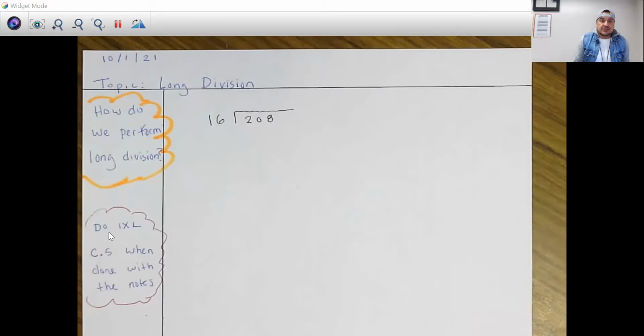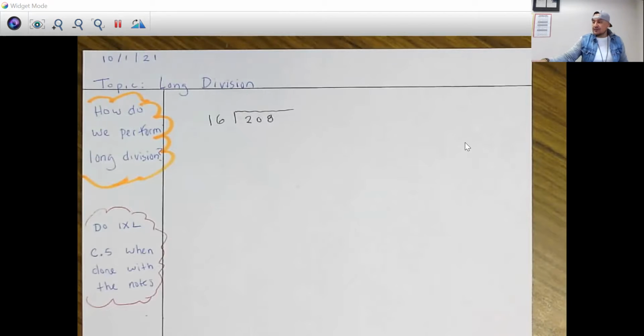After we're done with this, you're gonna do IXL C5, okay? And it should be very similar to this, where you're taking a 3-digit number and we're going to divide it by a 2-digit number, which is 16, okay? So pause the video if you need to, so you can write down all this information before we get started, and then come on back and play the video again, okay?